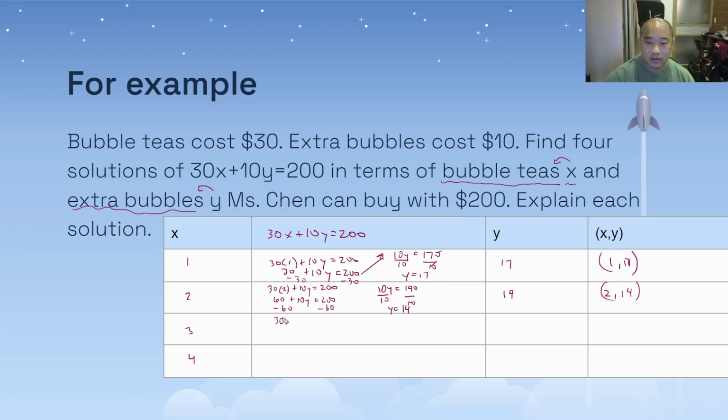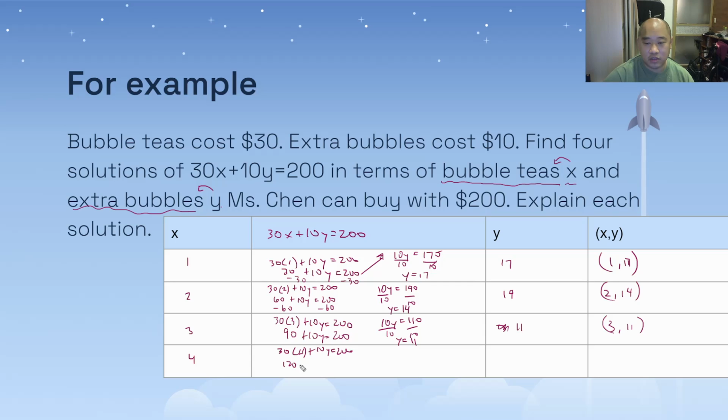3 times 30 would be 90. Minus 90 on each side would be, I can do this, 110. Divide by 10 is 11. So, oops, 11. 3, 11. These are starting to make a little bit more sense, right? If you got 3 bubble teas, you could put 11 extra orders of bubbles into those 3 bubble teas. And finally, 4.